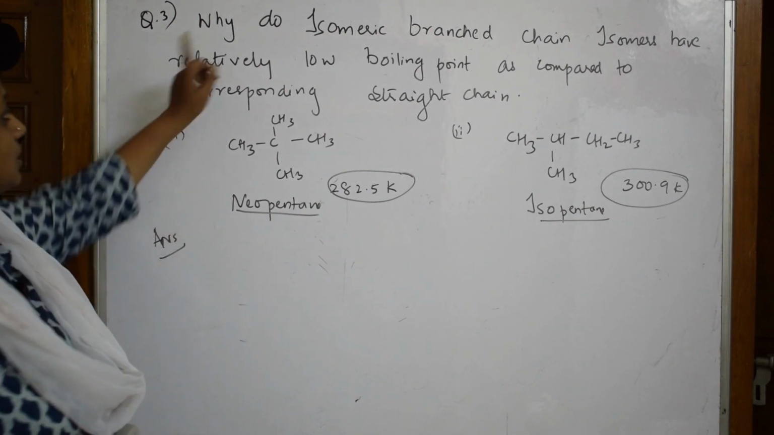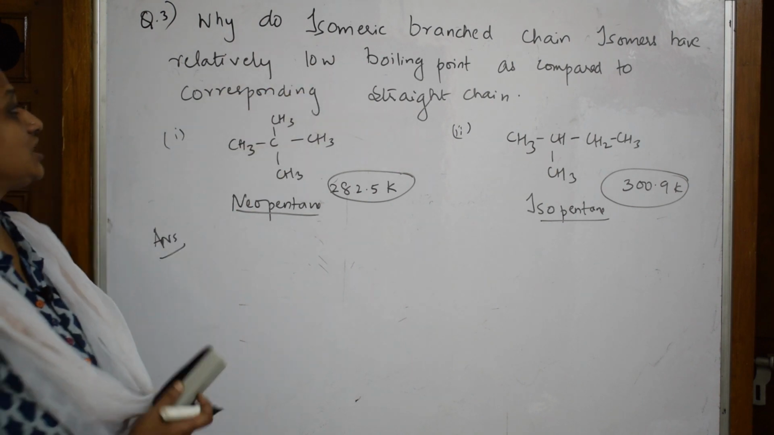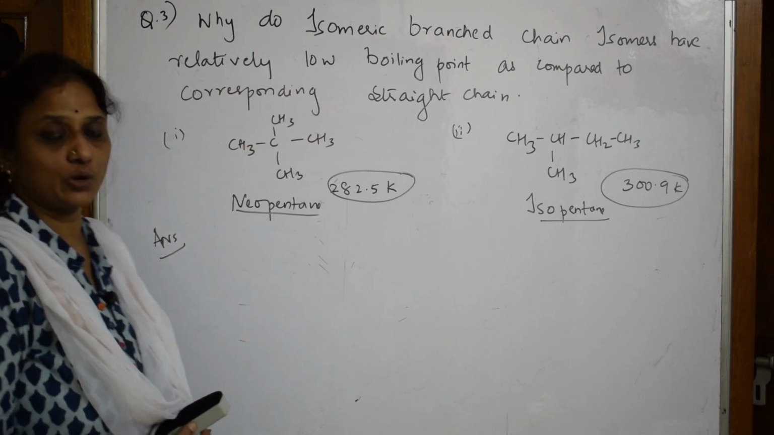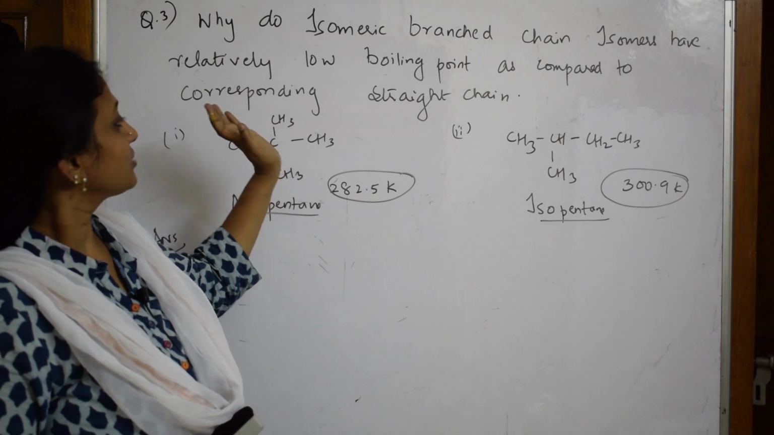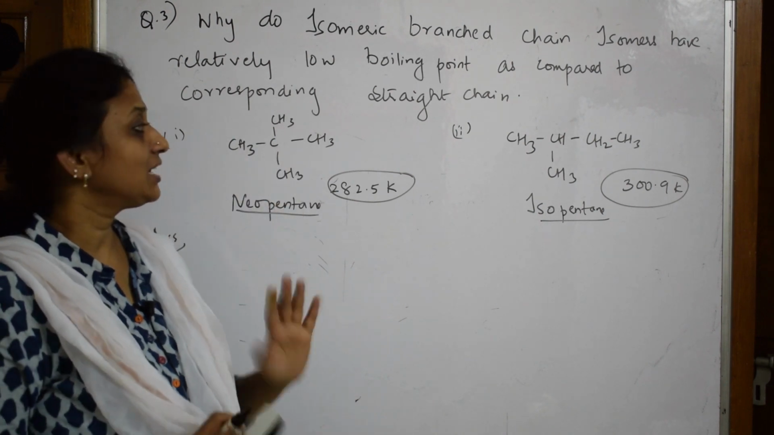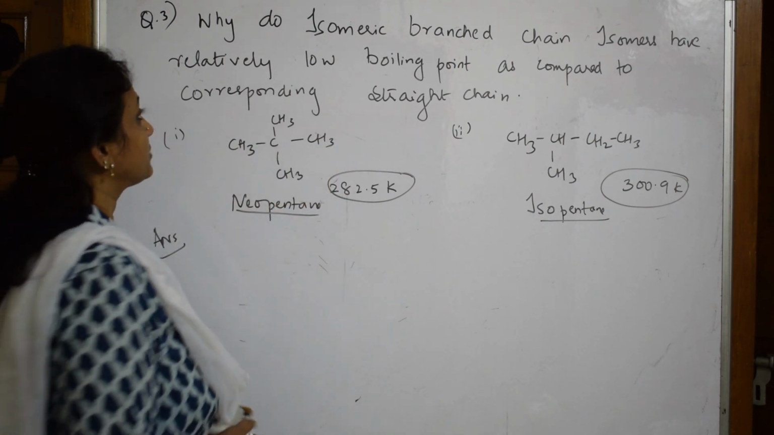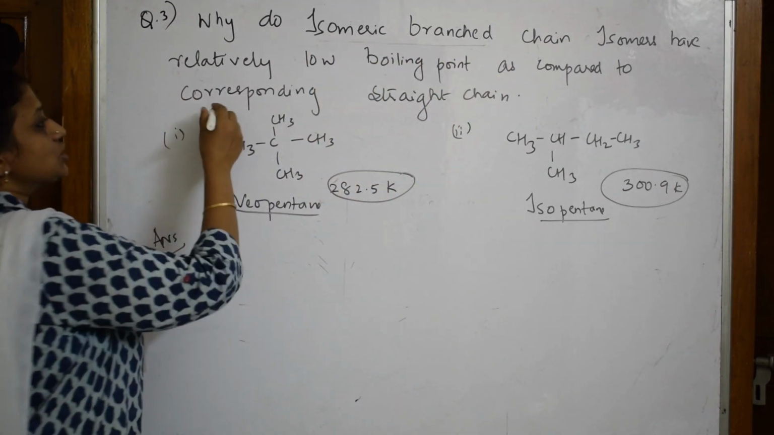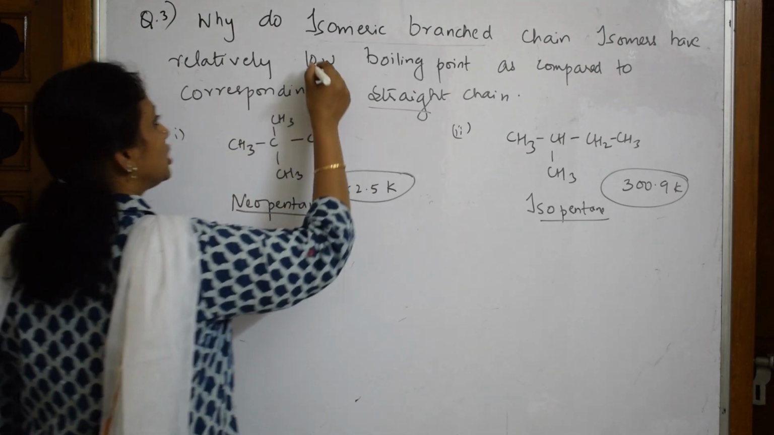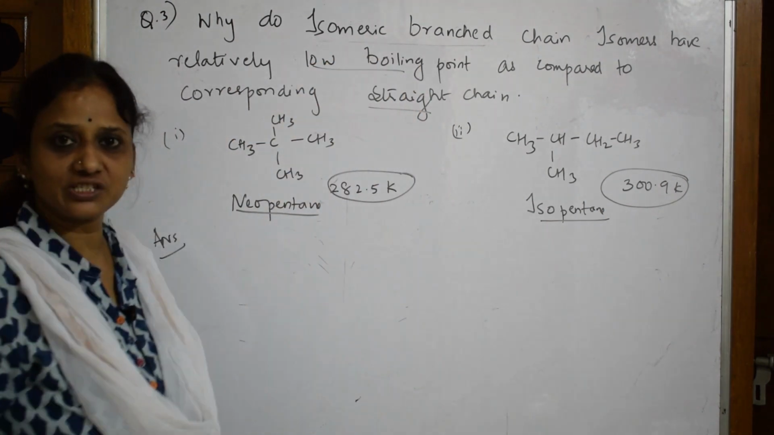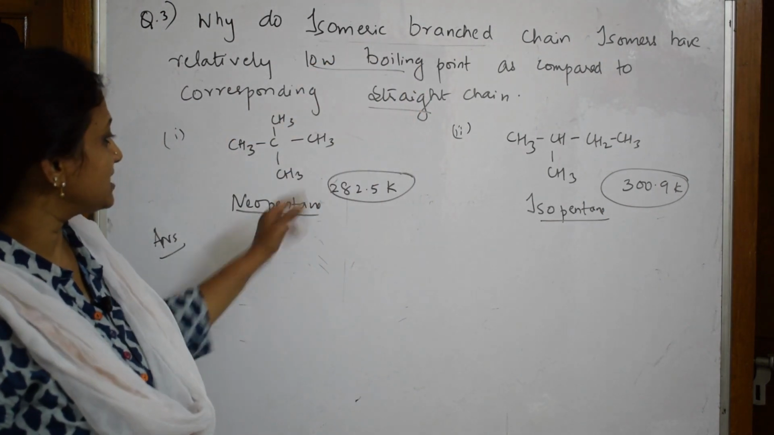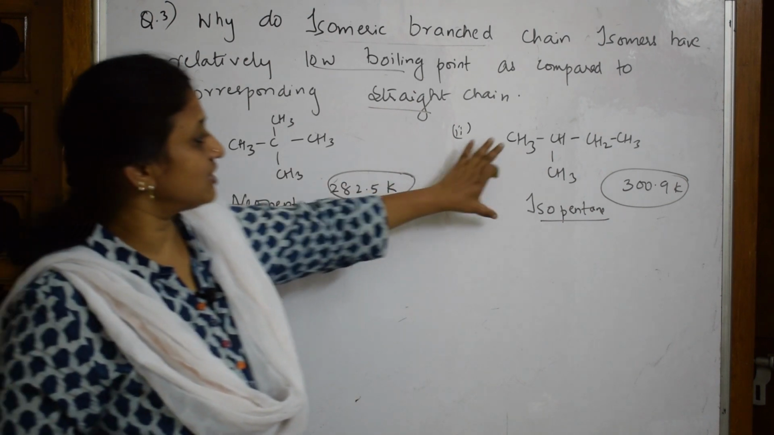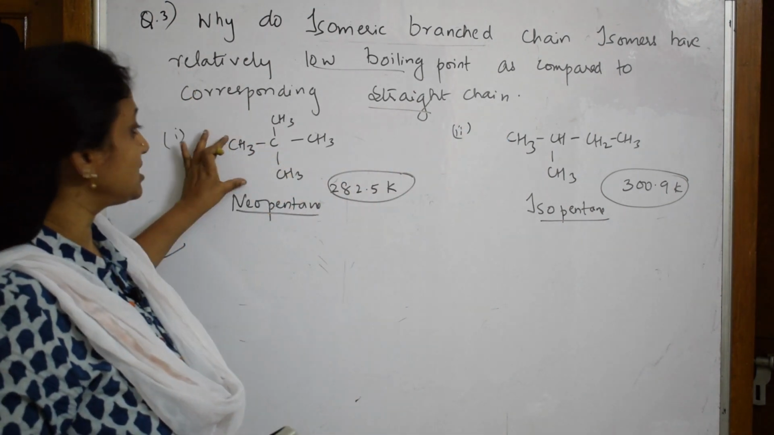Right. So, why do isomeric branch chain isomers have relatively low boiling point as compared to corresponding straight chain? Okay, so they've given us three important things. One is they said isomeric branch chain, then they said corresponding straight chain, then they said low boiling point. These three things I need to concentrate and write the answer. So what examples are given? They've given me two things. One is isopentane and one is neopentane.